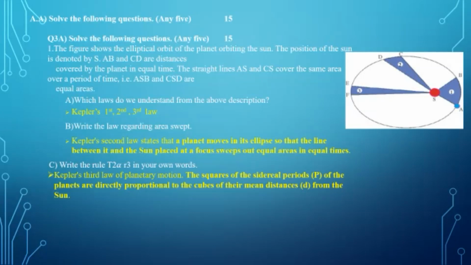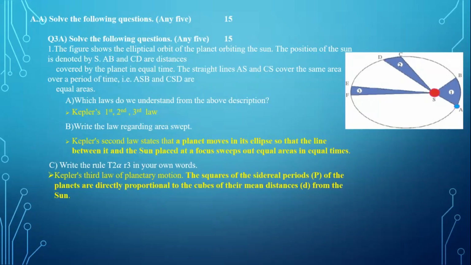The square of the sidereal periods, that is P, of the planets are directly proportional to the cube of their mean distance, that is small r, from the sun. What is this, students? The square of the period is directly proportional to the cube of the mean distance from the sun. This is Kepler's third law of planetary motion. So 3 lines are there, 3 small questions are there, and it consists of 3 marks. As your study will be full and your revision nice, you can answer it very well.